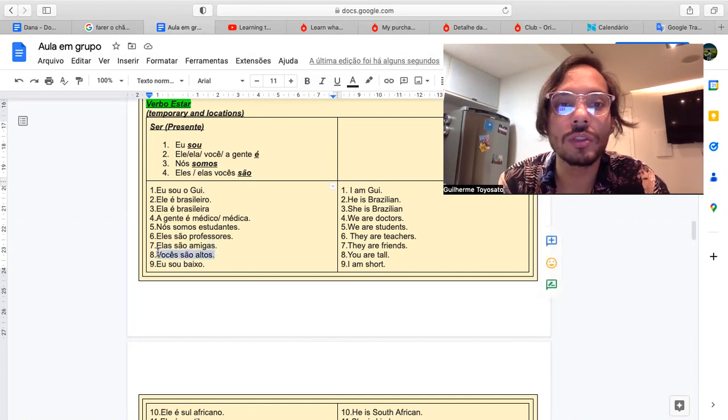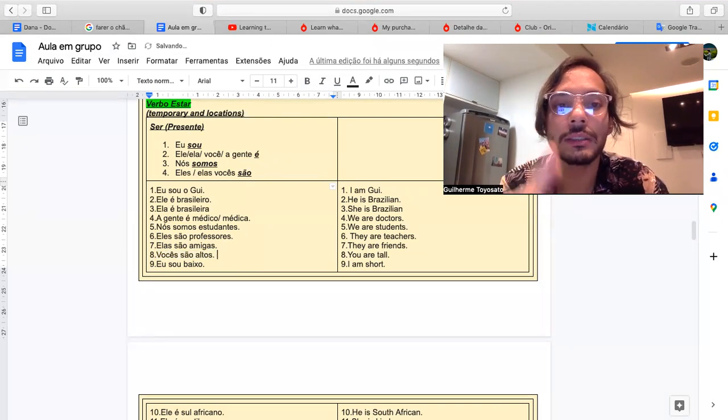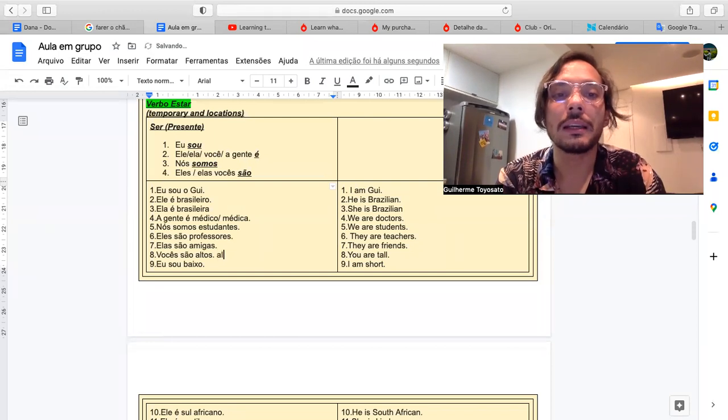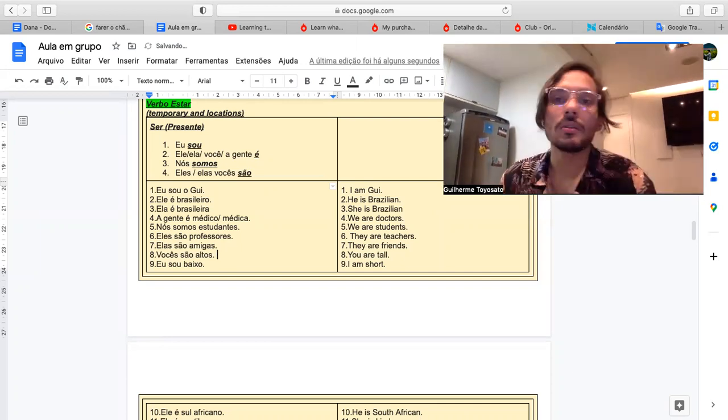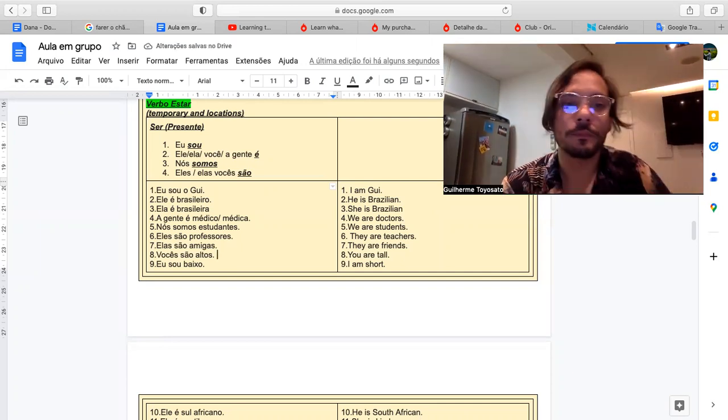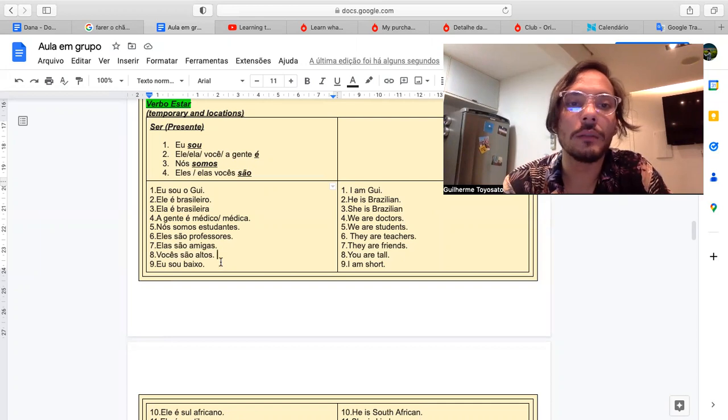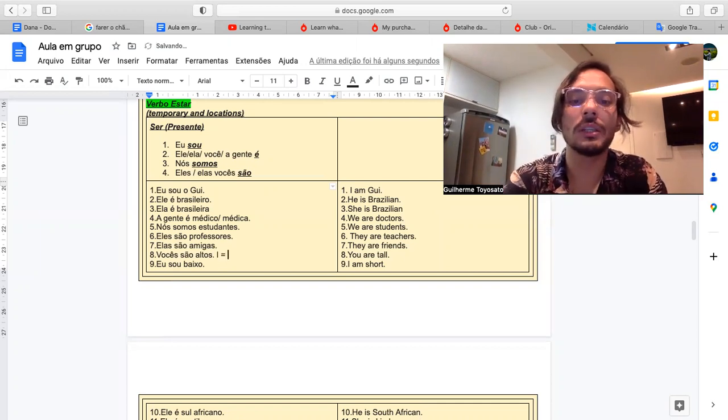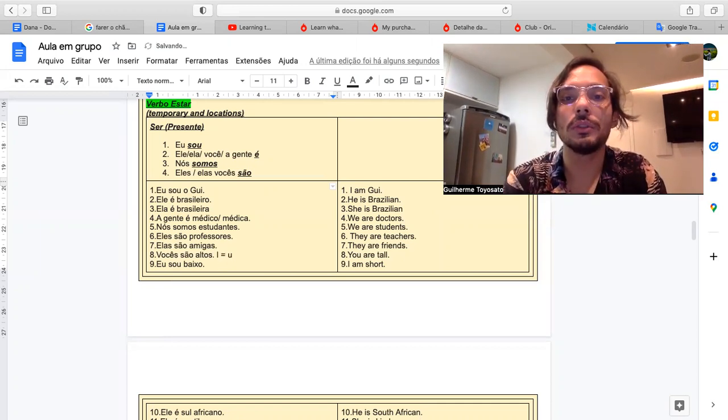Next one, vocês são altos. Pay attention here. We saw that in the first lesson. I don't read it like a-l-tos, I read it like altos. We switch the L for U. So we should switch the L for U.